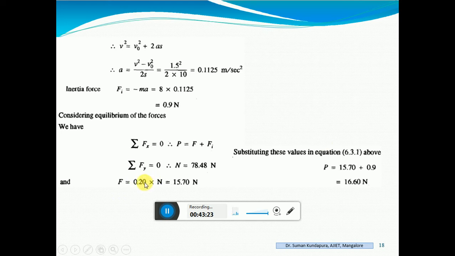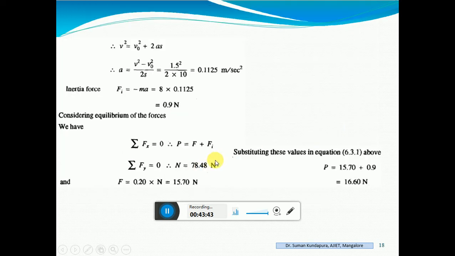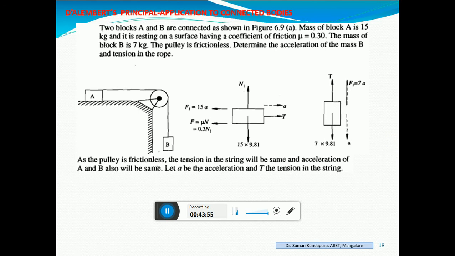16.6. Yes, 0.2 into, mu is 0.2, 0.2 into, sorry, 15.7 is got from here, that is F is equal to 0.2 N. What is N? N is nothing but this one, what you found out, 78.48. Substitute in that, you will get 15.7. So, P is nothing but this F plus Fi. Fi is here. So, total you will get it as 16.6 newtons.